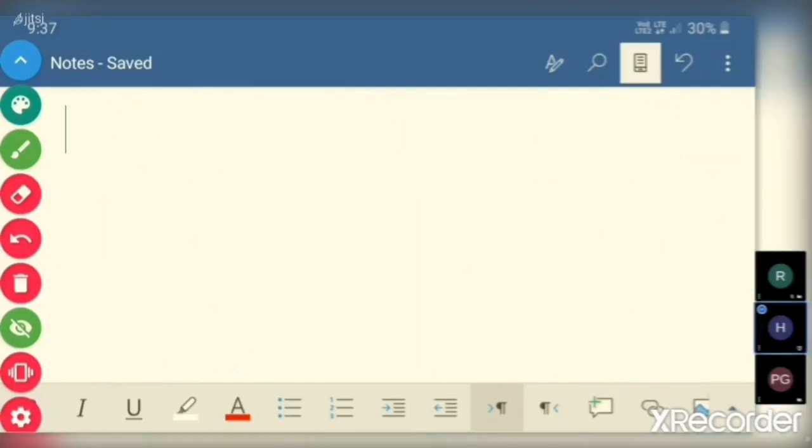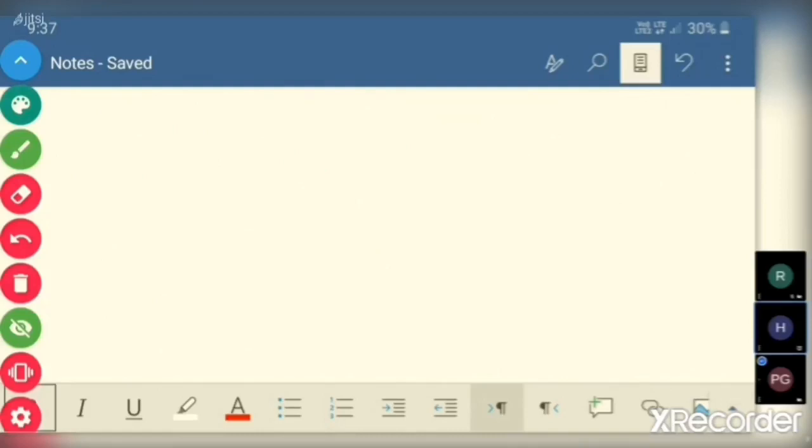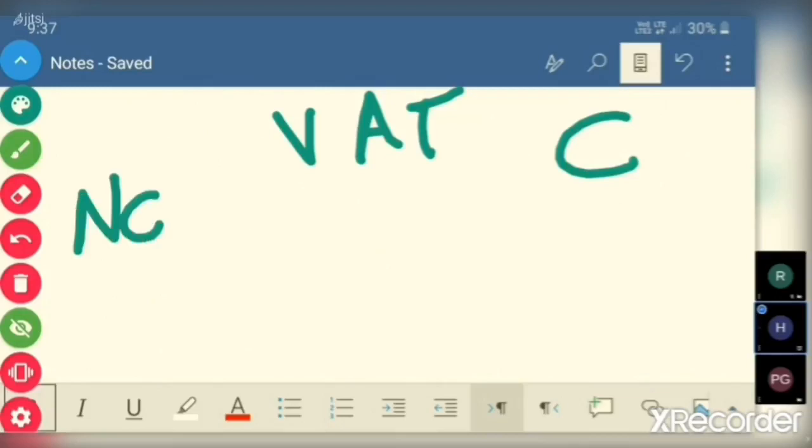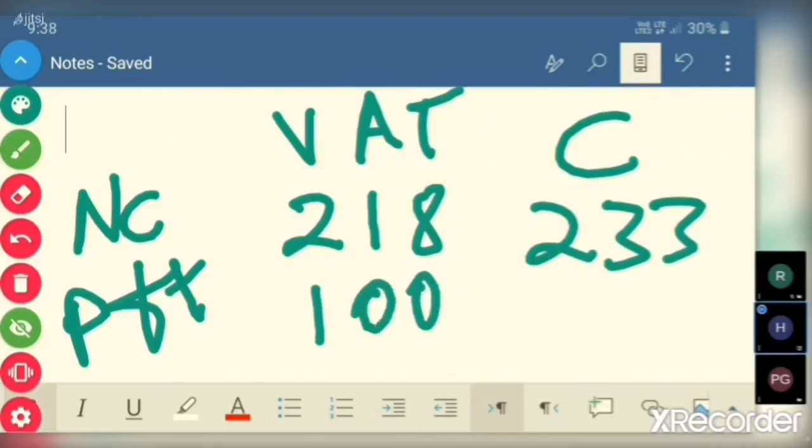So net cash in value-added tax concept. Another is composite scheme. Net cash. What is the net cash? Value-added tax concept, it is 218. And what is the net cash in composite scheme? 233. And what is the accounting profit? Accounting profit in VAT concept, it is 100 in our example. And what is the accounting profit in composite scheme? That is 115.